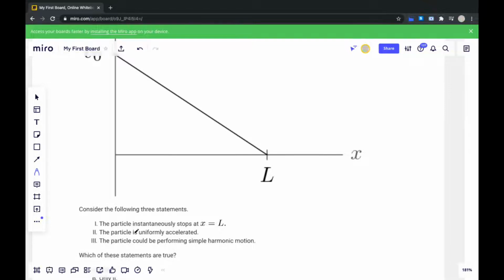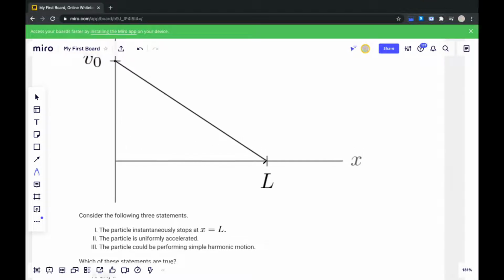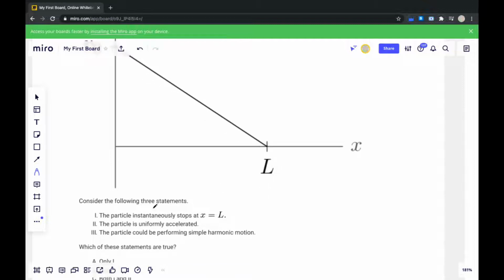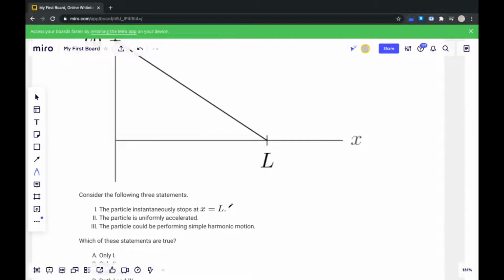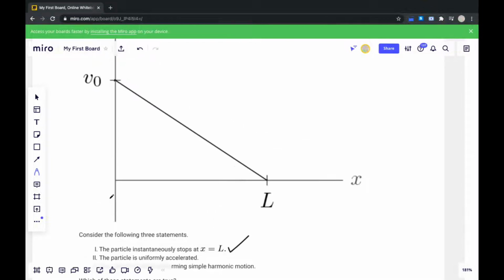For 1, the particle instantaneously stops at x equals L. This is true because at x equals L, the velocity is 0, so it must instantaneously stop at x equals L. So 1 is true. For 2, the particle could be uniformly accelerated.